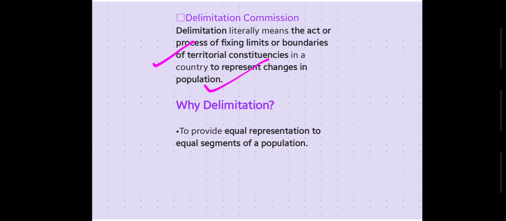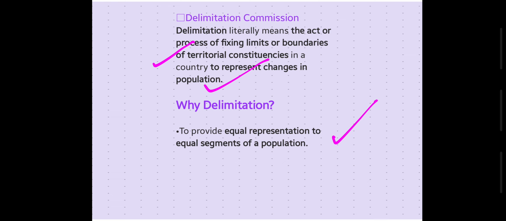So to represent the changes that have taken place with respect to demography in a region, delimitation takes place. So it's simply a process of fixing the limits or boundaries. Now, why delimitation takes place is to provide equal representation to equal segments of a population, so that the population residing in a territory has equal representation. Every community has equal representation.